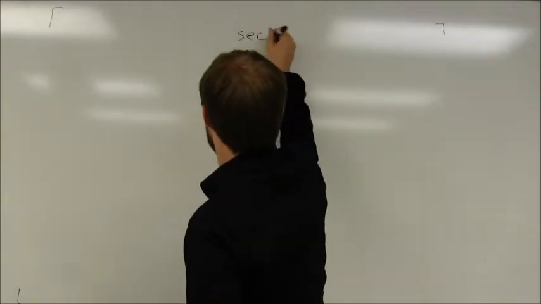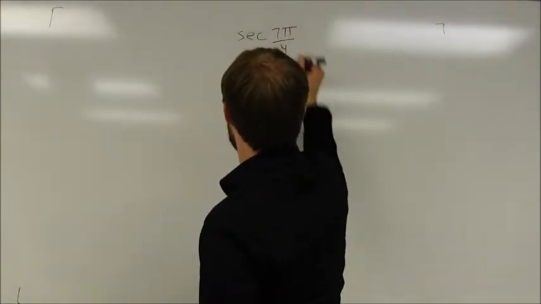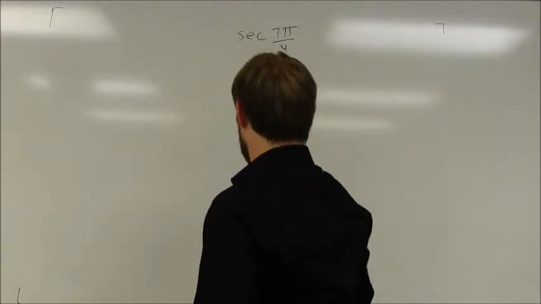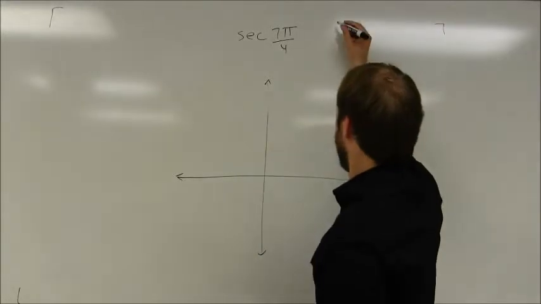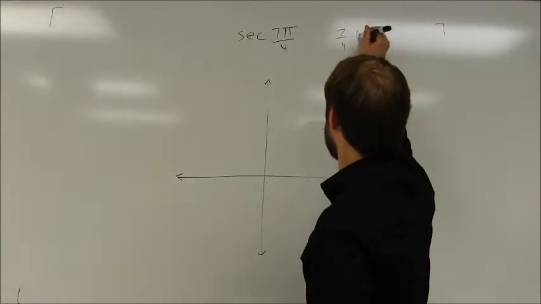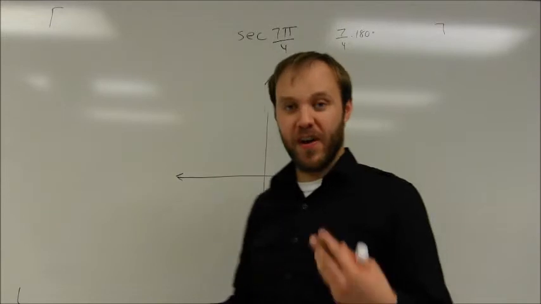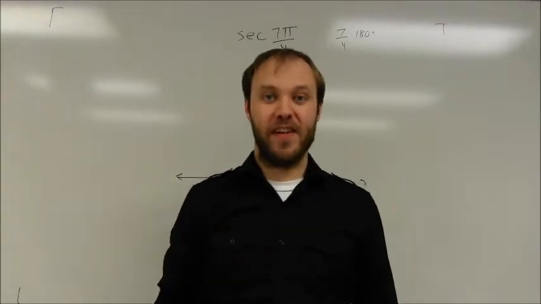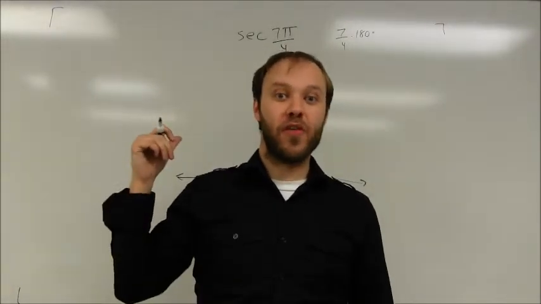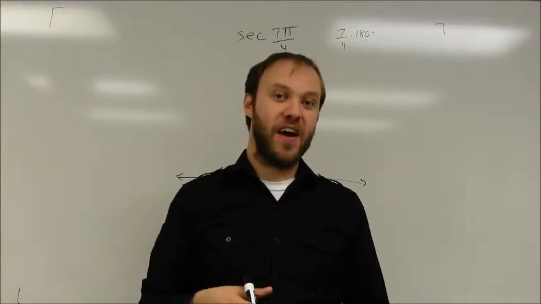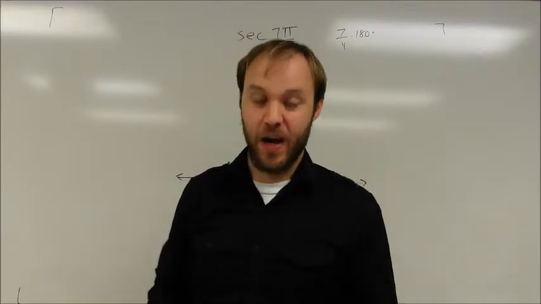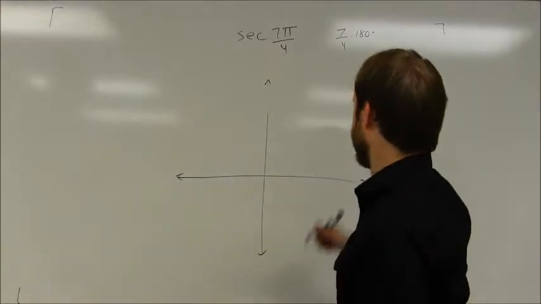In this example, let me find the secant of 7 pi over 4. Okay, same kind of thing as before. You graph your angle in standard position. 7 pi over 4, that's going to be 7/4 times 180 degrees. A fourth of 180 degrees is 45 degrees. Notice this is 1/4 short of 2 pi, which would be 360 degrees. So that's going to be 45 degrees less than 360, which is going to end up being 315 degrees.